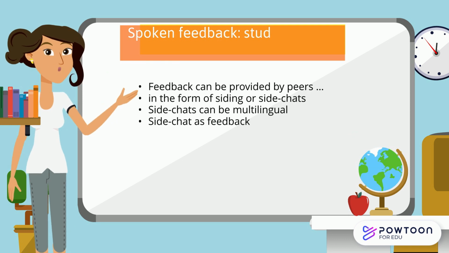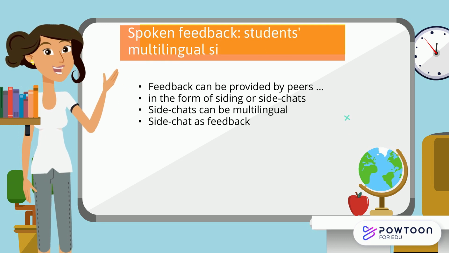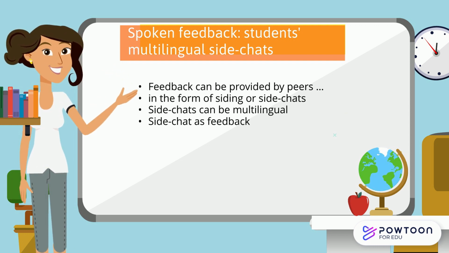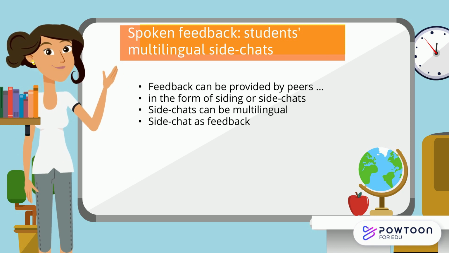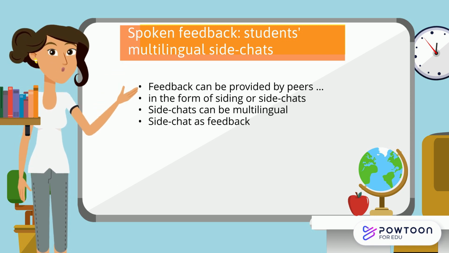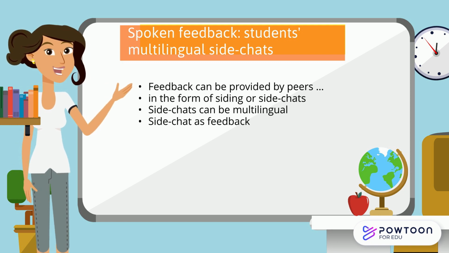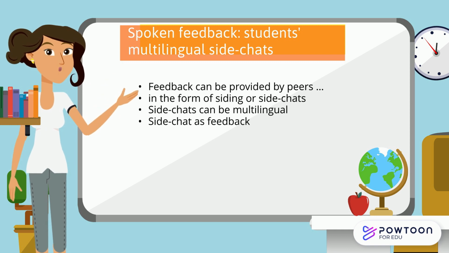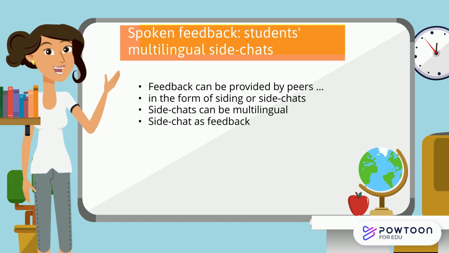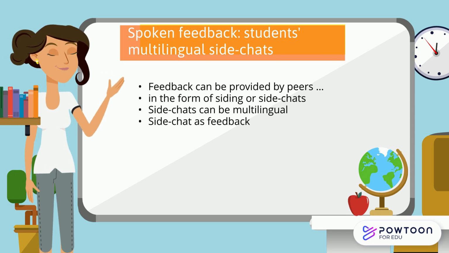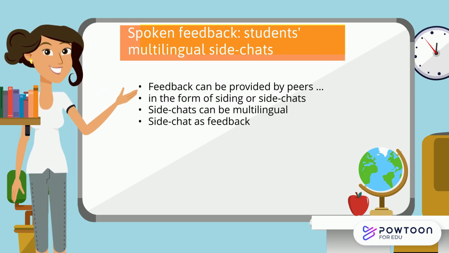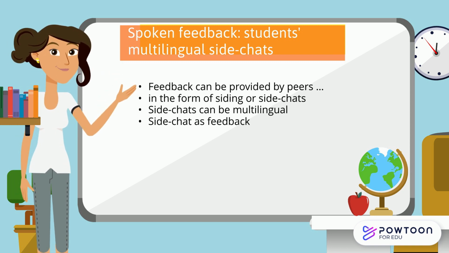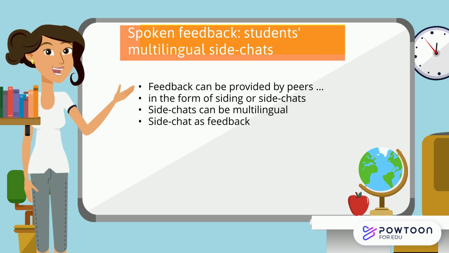As we saw earlier, feedback can also be provided by peers. For example, in the form of side chats that students engage in under the radar while the teacher is teaching. Imagine in class, student Jade answers the teacher's question. Now before or after a response, if any, from the teacher, fellow student Jessica whispers feedback to Jade, confirming the correctness of the answer or suggesting a more appropriate answer. This would be an example of spoken peer feedback.